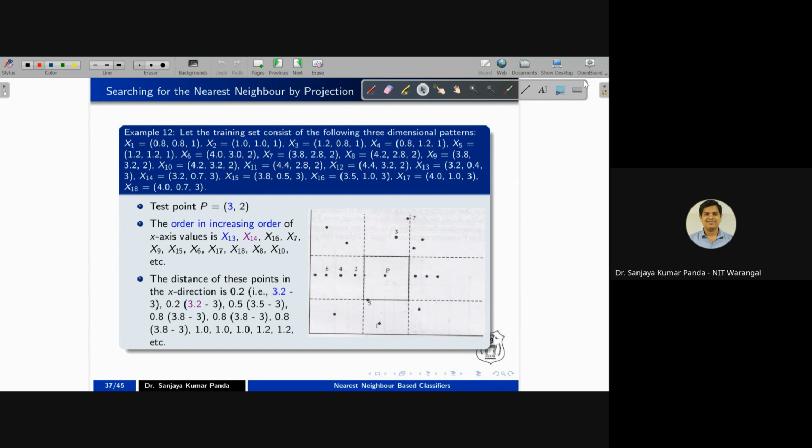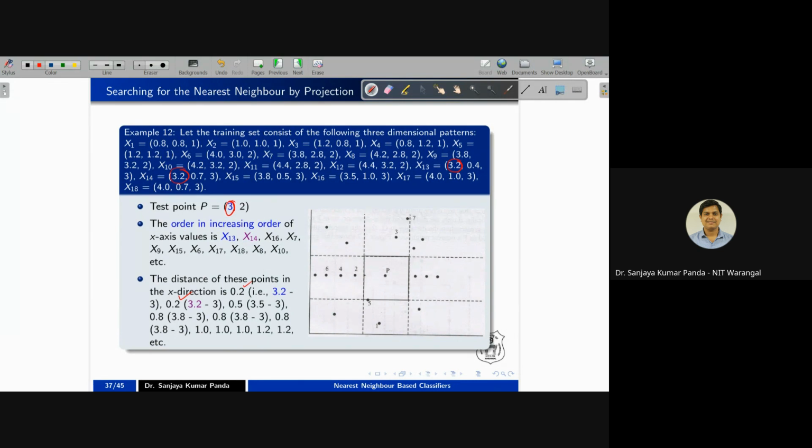What do you mean by increasing order here? The lowest increasing order means, for example, like here I am showing you an order that is x13, x14. Okay, so I am taking, let's say, the x coordinate of the test pattern, and I am taking x13's x coordinate. What is the distance? The distance is 0.2, and that is the minimum distance in x coordinate. Similarly, if I go for x14, what is the x coordinate? Again 3.2, so it is also 0.2.